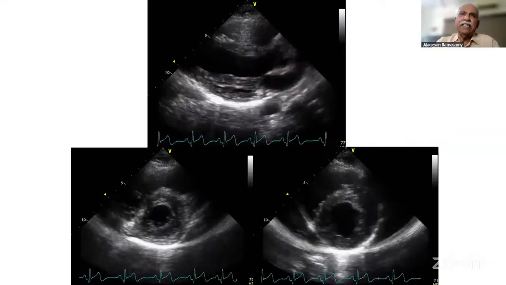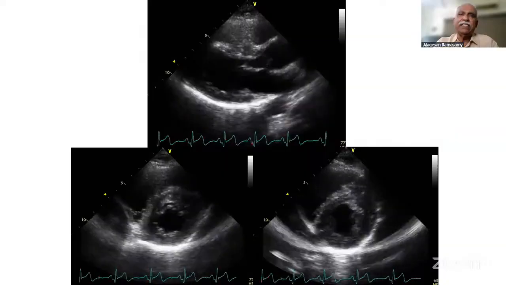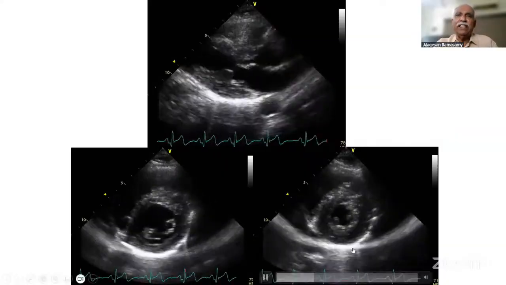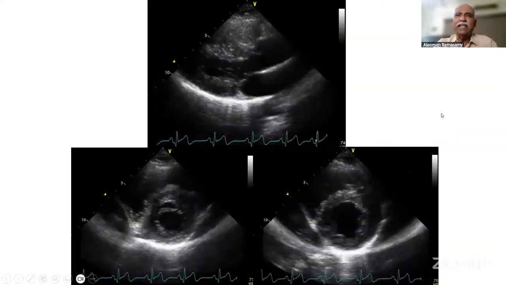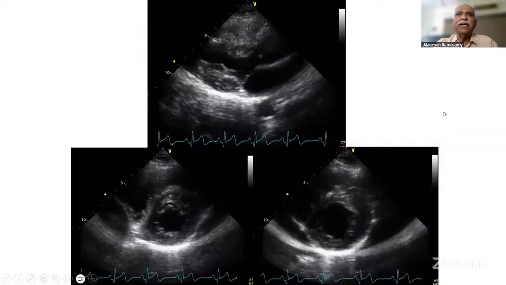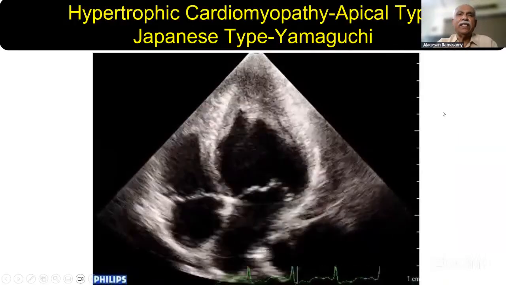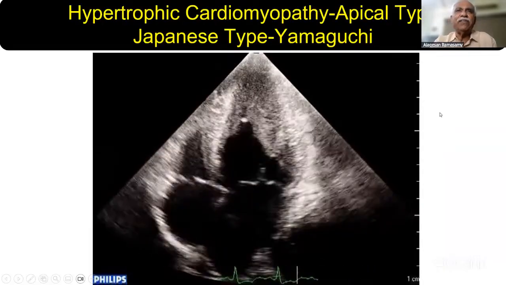It can affect the entire left ventricle, interventricular septum, and the anterior wall. It can affect the inferior wall. It can affect the lateral wall. So these types, we have to go through the echo completely and diagnose the hypertrophic cardiomyopathy.